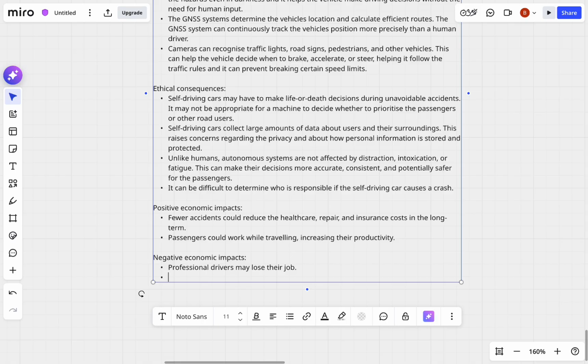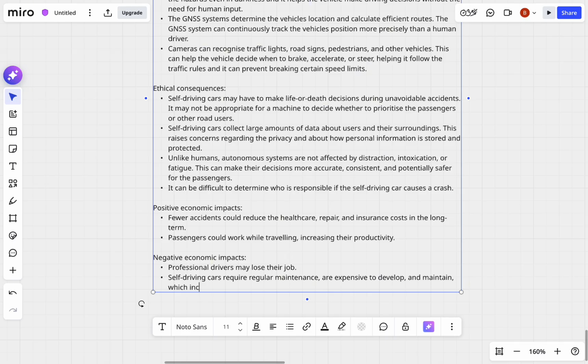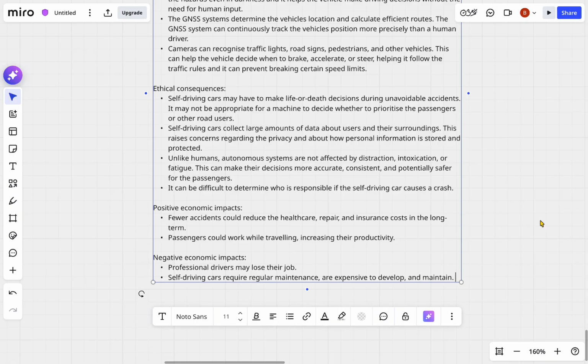Second one can be the cars are very expensive to maintain. So instead, self-driving cars require regular maintenance, and are expensive to develop and maintain, which increases. Whenever we just leave it here. That's it. So that's it for the negative economic impacts.